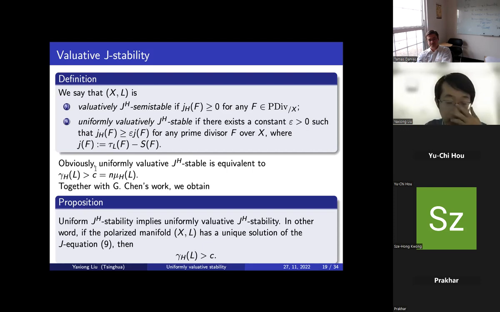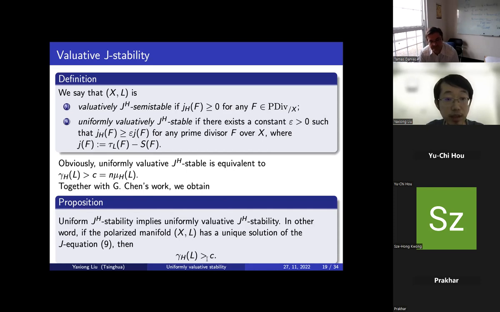Obviously, uniform valuative J^H stability is equivalent to the γ invariant being strictly bigger than the constant c. Together with a recent work of Gao Chen, we can obtain that the uniform J^H stability implies the uniform valuative J^H stability, the easy direction of the valuative criterion. In other words, if the polarized manifold has a unique solution of the J equation, then this invariant γ^H is strictly bigger than the constant c.